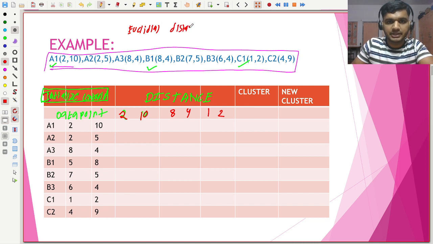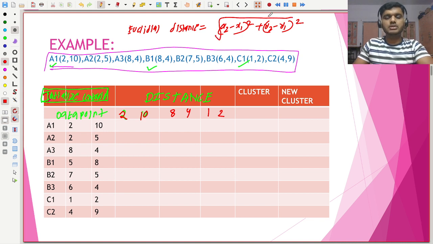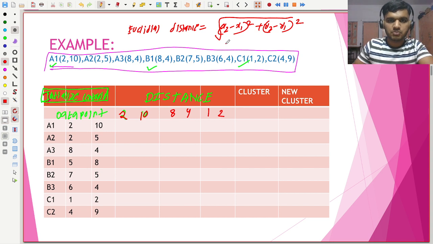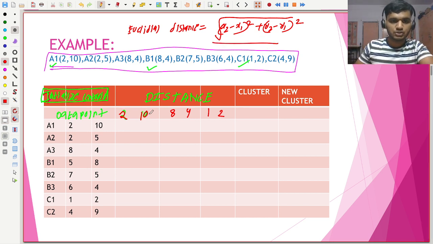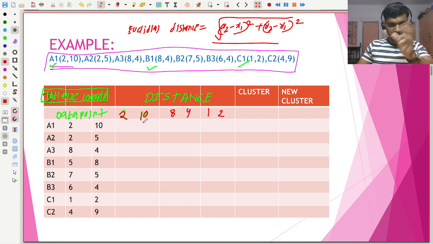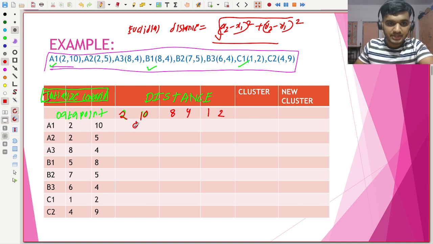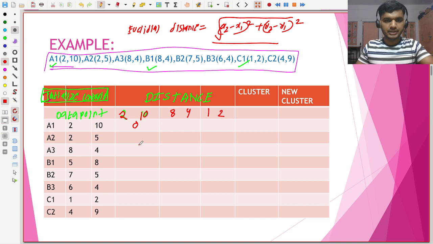How will we calculate it? The formula is the square root of (x2 minus x1) whole square plus (y2 minus y1) whole square. So it is the formula for distance calculation. If you calculate from (2, 10) to (2, 10), the distance will be 0.